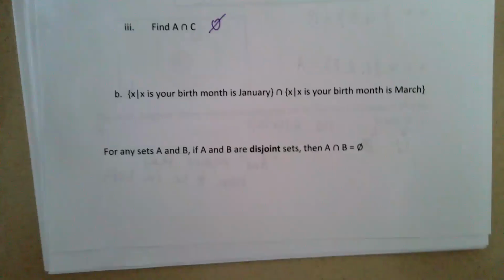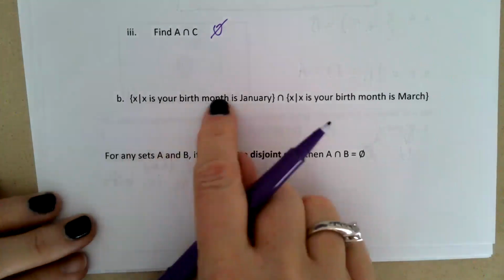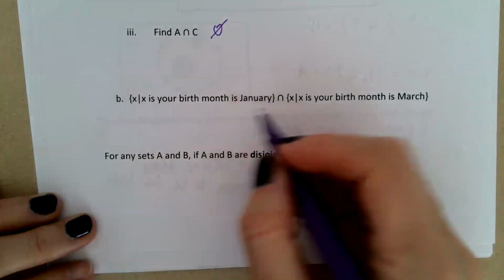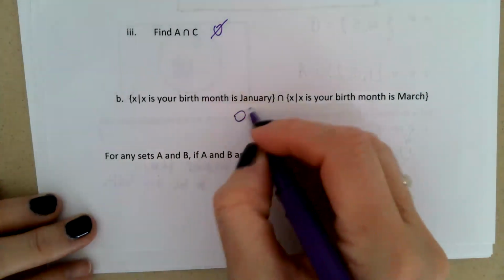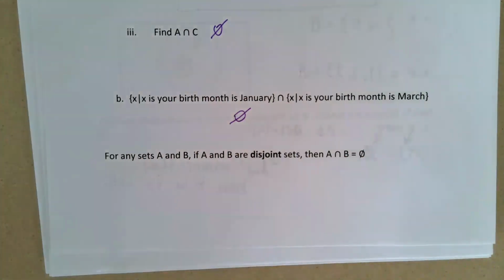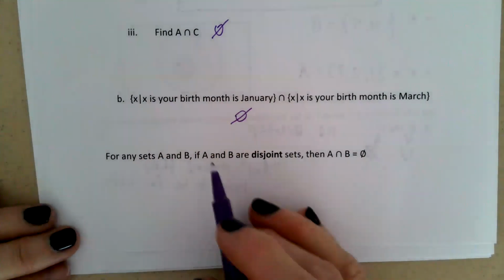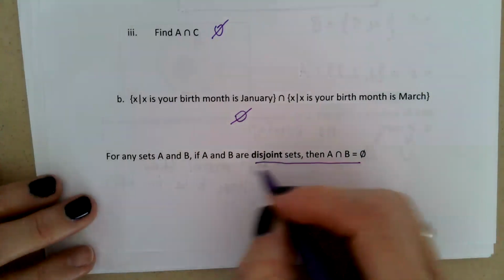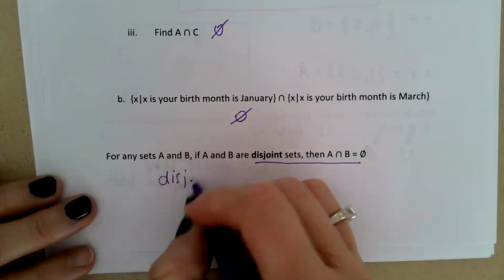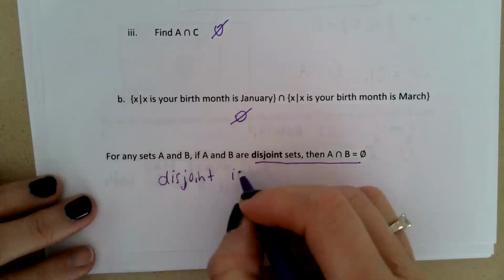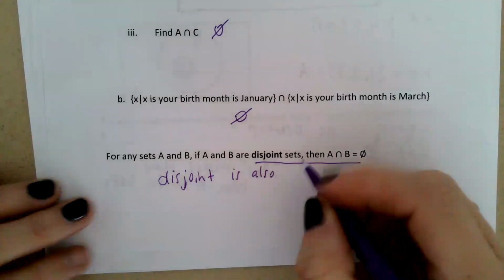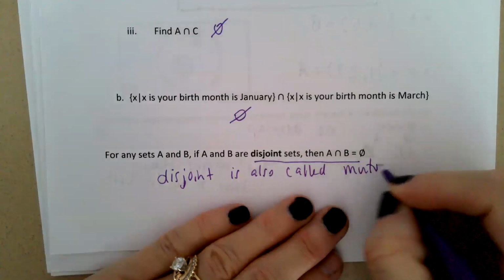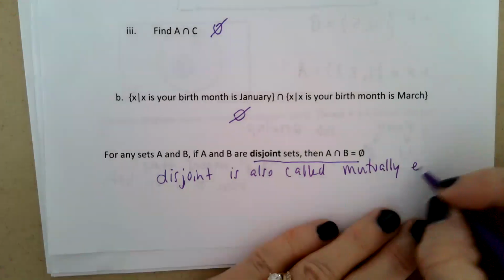Now, example 4 says, X is your birth month, it's January, intersect with X is your birth month is March. Well, they can't intersect because you can't be born in 2 different months. So that is an empty set. So for any sets A and B, if A and B are disjoint sets, then their intersection is the empty set. This is an important statement. Disjoint is also called mutually exclusive. So you'll want to write this down. They don't share any elements.